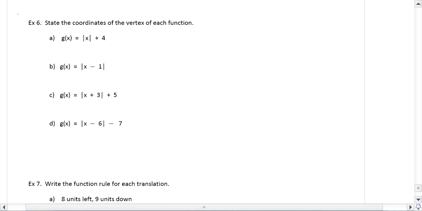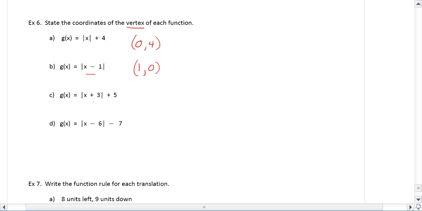So now let's go ahead and do example 6. We are asked to state the coordinates, meaning the location of the vertex on the graph. So we learned that the translation here, plus 4, would go up 4 units. Therefore, the vertex would be at 0, 4. Here, this subtract 1 inside the absolute value moved it to the right 1 unit. And so then the vertex of this graph would be to the right 1 and then 0, so it's 1, 0.